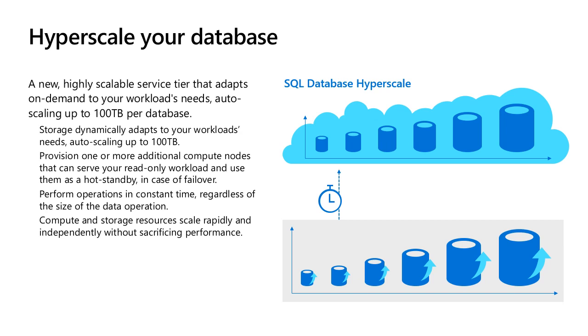You can now also hyperscale your database. So we now have a new highly scalable service tier that adapts to your workload needs, auto scaling up to 100 terabytes per database. So if you turn on auto scale, you can actually provision one or more additional compute nodes that can serve as your read-only workload and use them as a hot standby in case of failover. So it opens up a lot of scenarios wherein you can have multiple nodes that can serve as your read-only workload, but at the same time, you can turn on auto scaling so that you can have your database auto scale to up to 100 terabytes, and you don't have to worry about sizing the database itself.